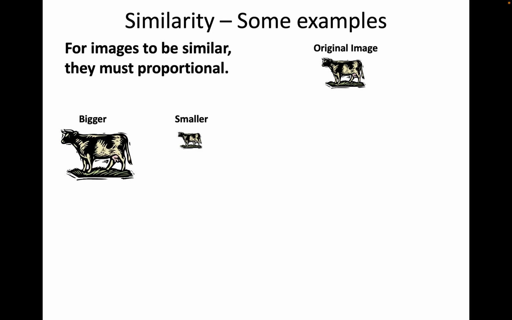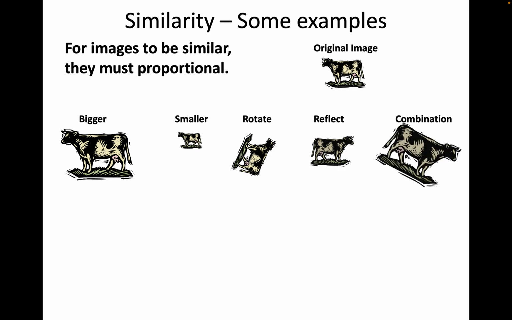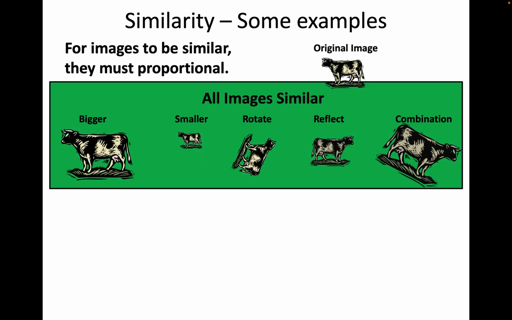I could make it smaller. I could take it and I could rotate it around. I could take that image of a cow and put it in a mirror and reflect it. I could even do a combination of things like make it bigger, rotating it, and reflecting it. But in all of these 5 examples below, all of them are proportional. So they are similar images.